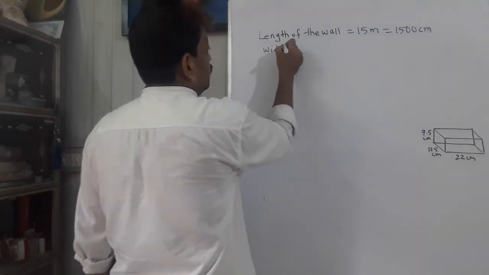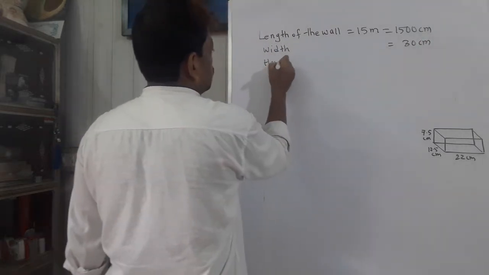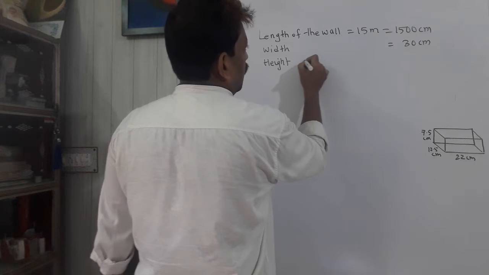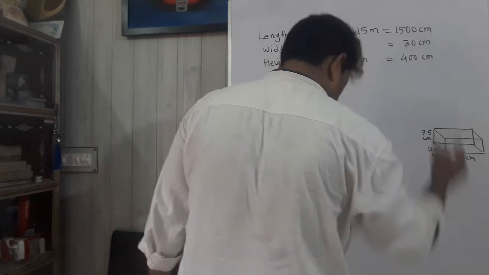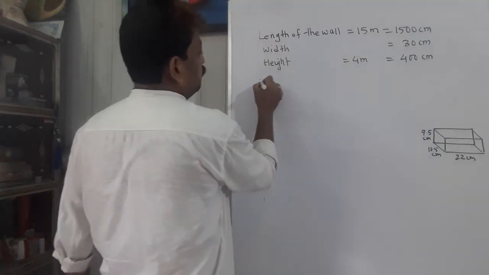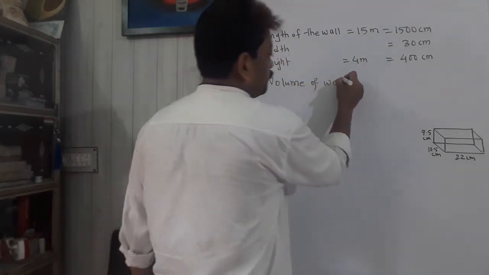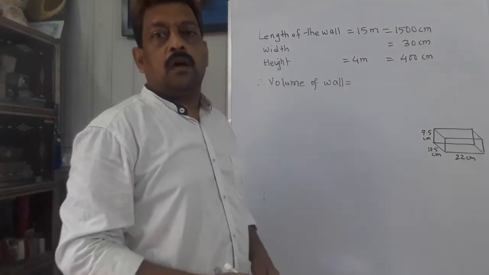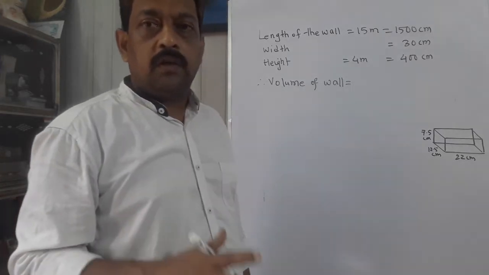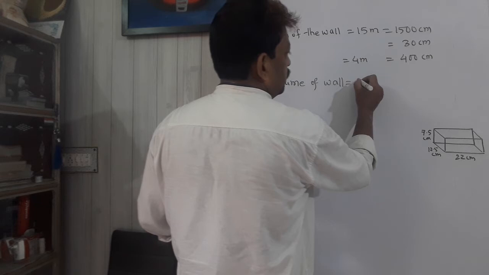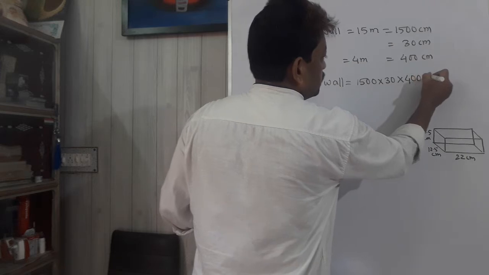Width is already in centimeter. Width equals 30 centimeter and height equals 4 meter, that is 400 centimeter. Now volume of the whole wall. Since length, breadth and height are given, it is a cuboid, so volume of the wall is L into B into H, that is 1500 into 30 into 400 centimeter cube.